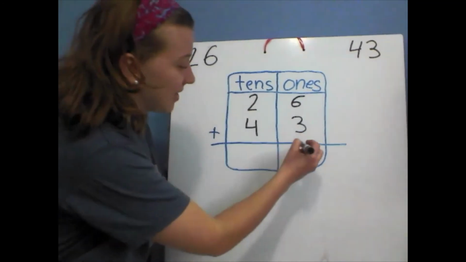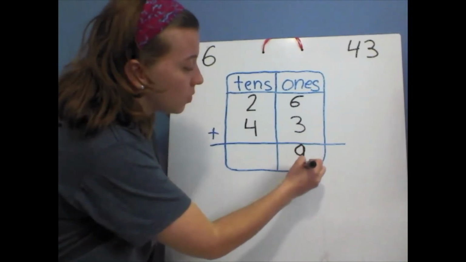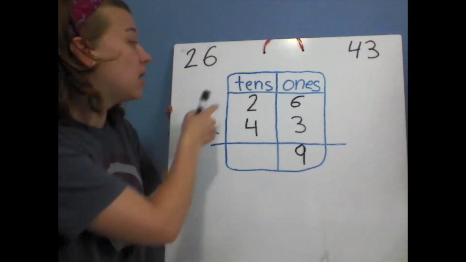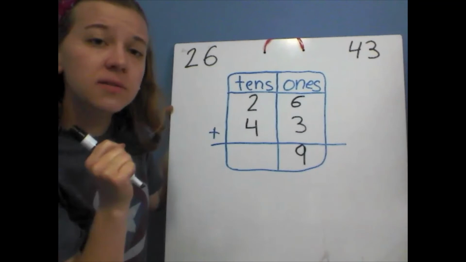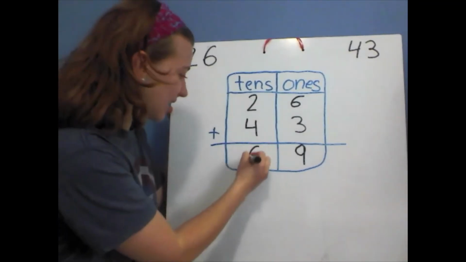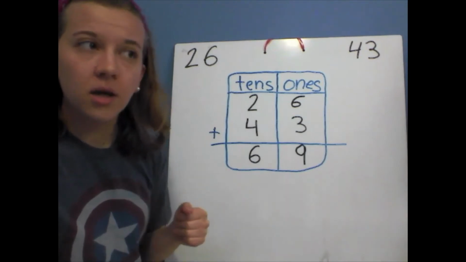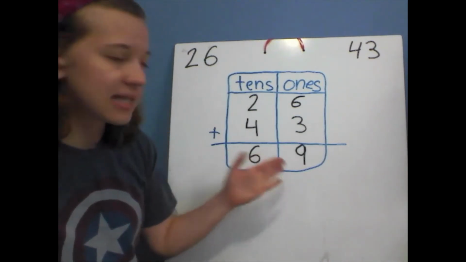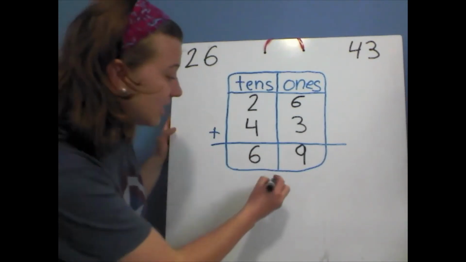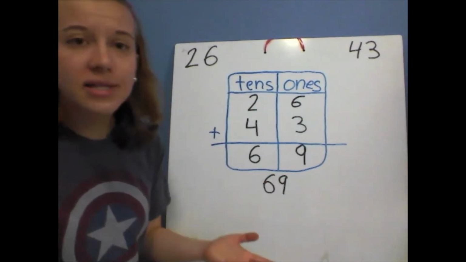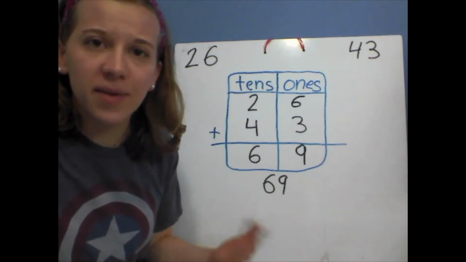6 plus 3. What does 6 plus 3 equal? 9. Good. Then we'll go on over to the tens column. 2 plus 4 equals 6. Good. So then we have 6 tens and 9 ones. What number does that give us? 6 tens, 9 ones? 69. Good. The number 69. So the team hit 69 home runs in the past 2 seasons.